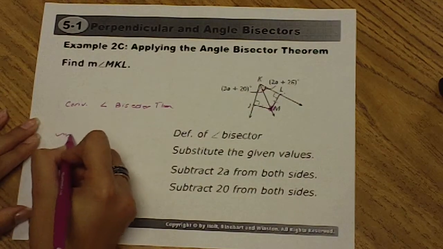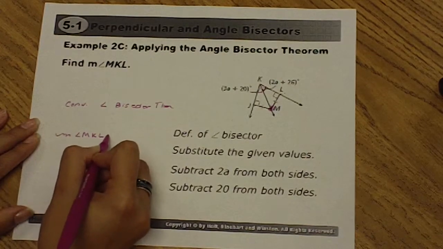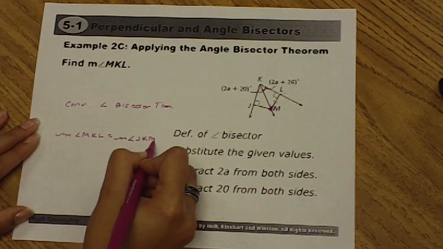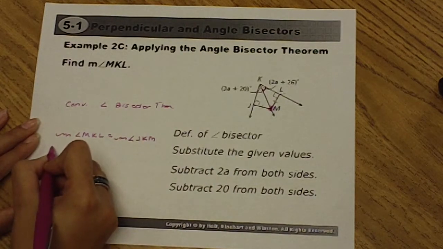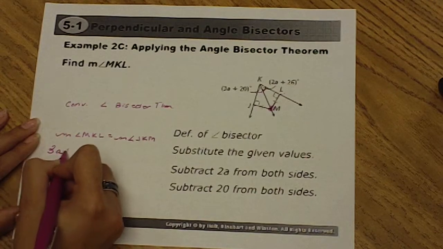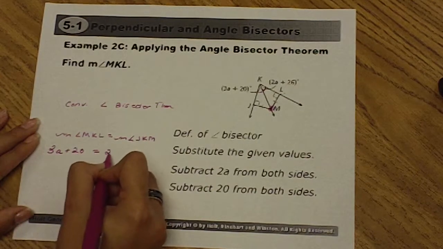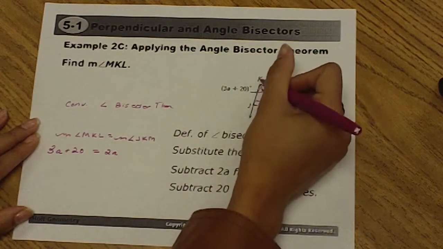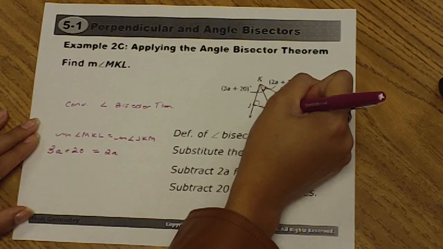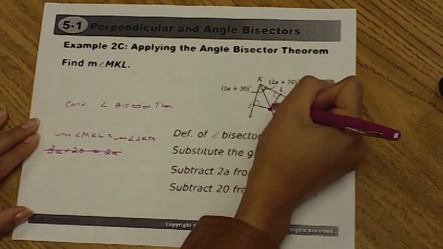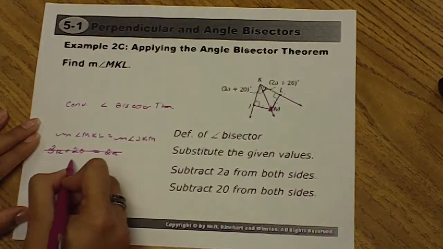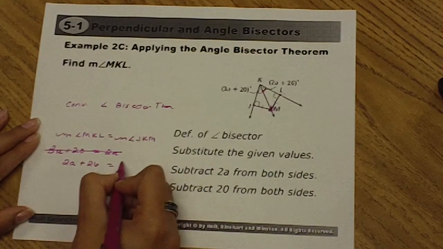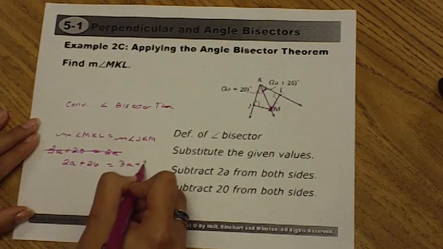So the measure of angle MKL is equal to the measure of angle JKM. So now I can set the two values equal to each other. That gives me 3A plus 20 equals 2A plus 26. Alright, I wrote these backwards. 2A plus 26 equals 3A plus 20.